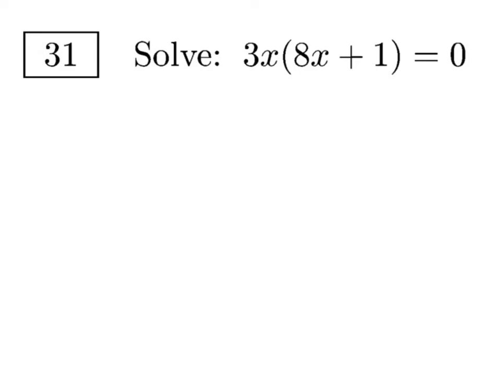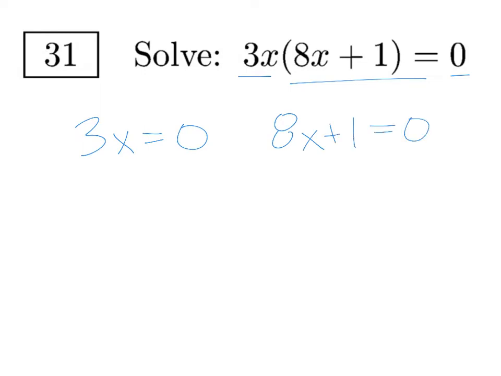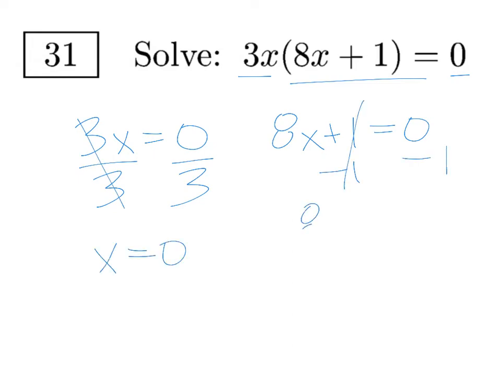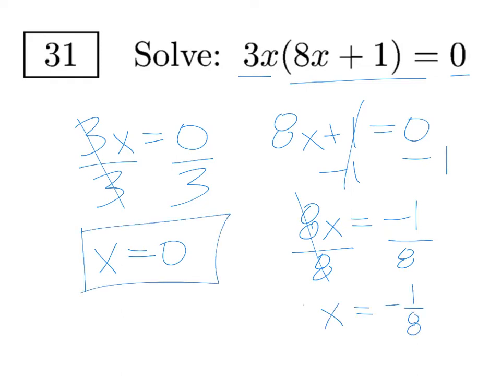Alright, here it's asking me to solve. It's an equation. I have it equal to 0 here. That's what I want. And it's already in factored form. That's perfect. So now I just set each of the factors equal to 0. 3x is equal to 0, and 8x plus 1 is equal to 0. So now I just divide by 3. x is equal to 0. Here I subtract 1. 8x is equal to negative 1. Divide by 8. And x is equal to negative 1/8. Alright, so x is equal to 0, and it's also equal to negative 1/8.